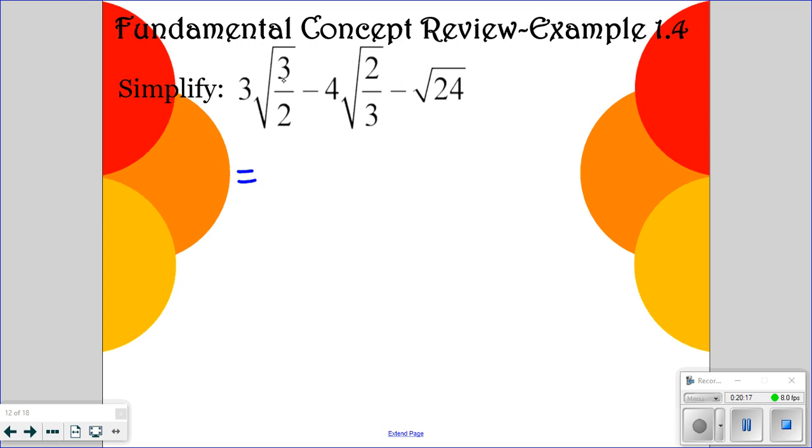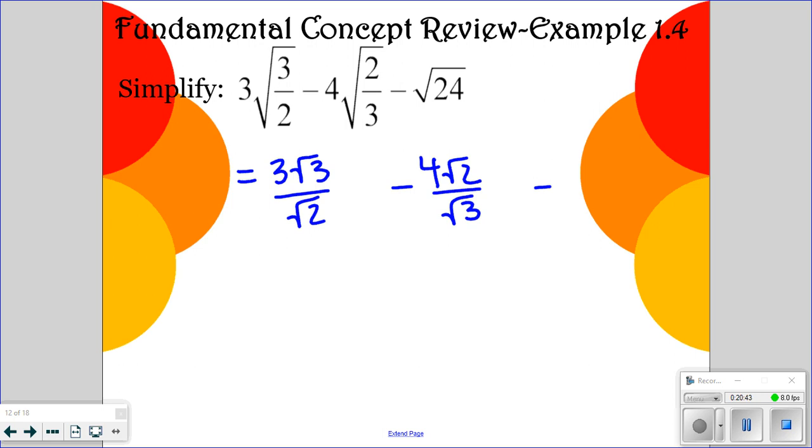your radical into two separate radicals. So you're going to have 3 square root of 3 over the square root of 2. I'm going to leave some space here because I'm going to come back and put something there. And then minus 4 square root of 2 over the square root of 3. So the square root of 2/3 is square root of 2 over square root of 3. And again, I'm going to leave some space.